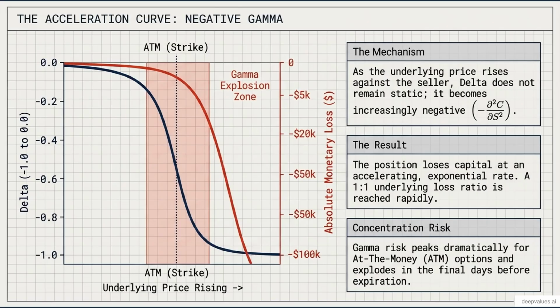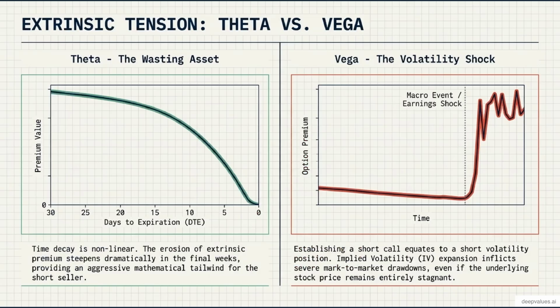Which makes gamma the acceleration. Gamma measures how fast your speed is changing. When you sell an option, you hold what's called a short gamma position. Meaning what exactly? It means your losses don't just grow in a straight linear line if the market moves against you, they compound. As the stock rises toward your strike price, the position loses capital faster and faster.